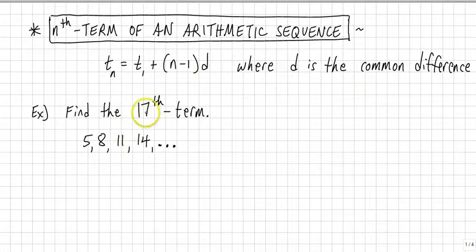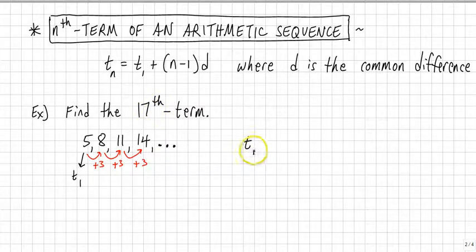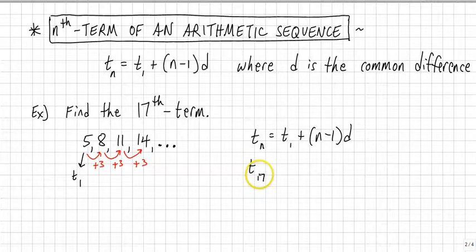So just to see this work again, let's find the 17th term. So 5 is the first term, and if you look closely, the common difference is 3. We're just adding 3 each time. So if I want the 17th term, so t sub 17, which means the 17th term, I'm just going to take the first term. So here, to learn a formula, you just write it down anytime you use it. That helps it stick in the brain. So the nth term is the first term plus n minus 1 times the common difference. So if I want the 17th term, it'll just be the first term, which is 5, plus 17 minus 1 times the common difference, which was 3.